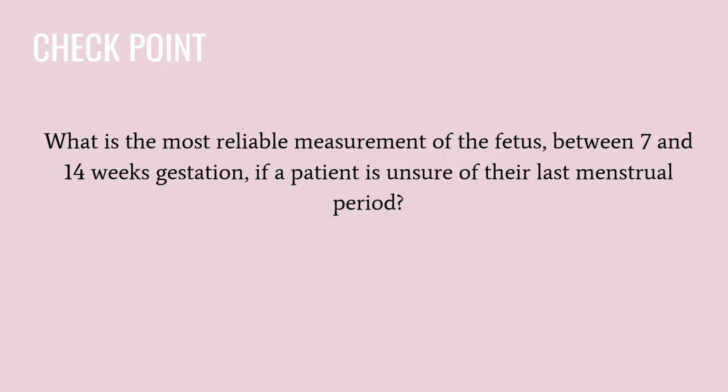Checkpoint. What is the most reliable measurement of the fetus between 7 and 14 weeks gestation if a patient is unsure of their last menstrual period? The answer is crown rump length. This technique involves measurement of the fetal length from the tip of the cephalic pole to the tip of the caudal pole, so head to tail. The fetus should be at rest, assuming its natural curvature.